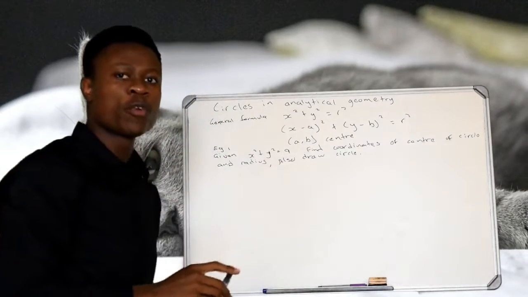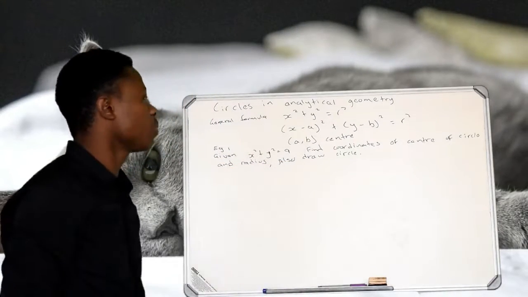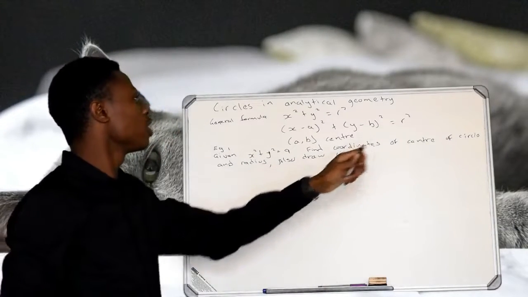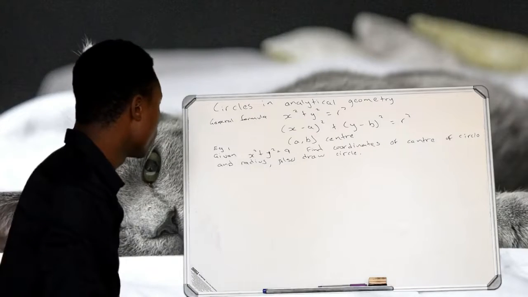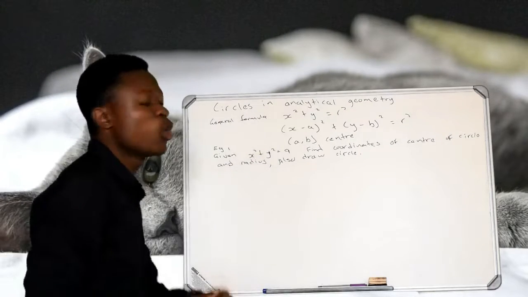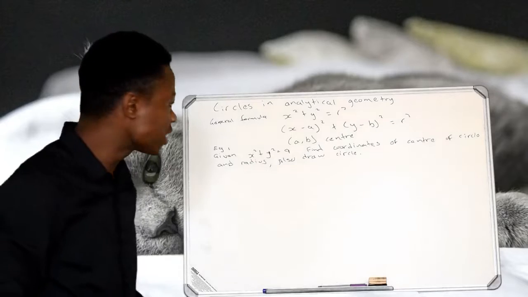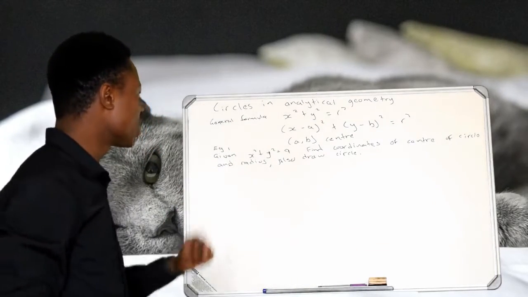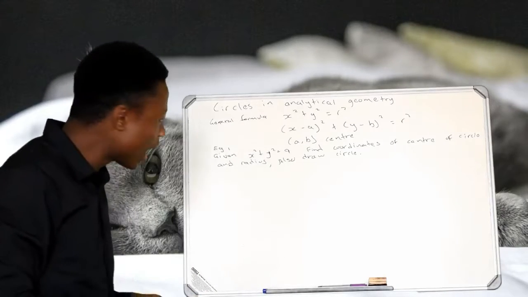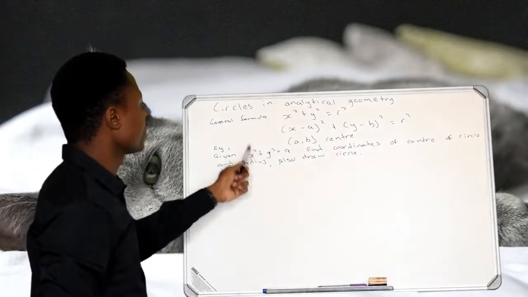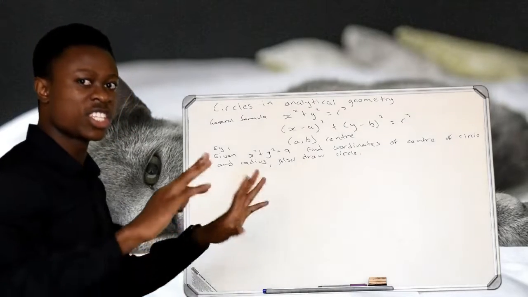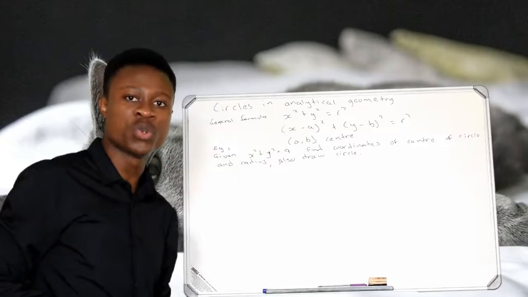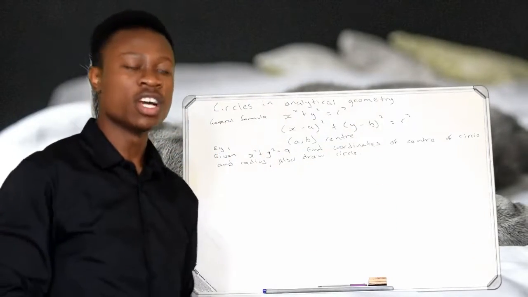Okay, so my question for example 1 says, given x squared plus y squared is equal to 9, find the coordinates of the center of the circle and the radius. Also, draw the circle, right? This is a simple question. They will not ask you this in the exam. This is the easiest question that can ever exist. Why? Because we know that when it's x squared plus y squared, just those two, the circle is at the origin. So we already know something when we're drawing our circle.